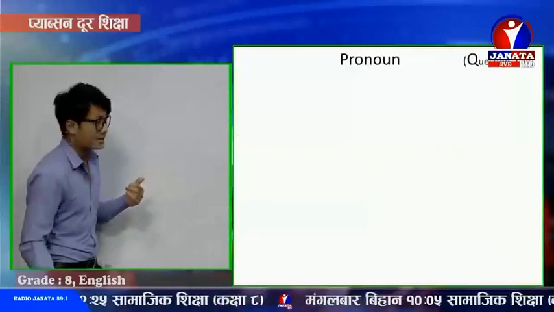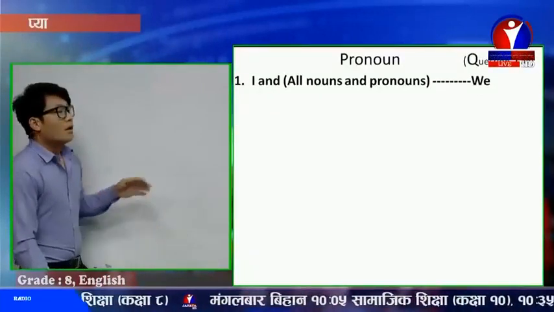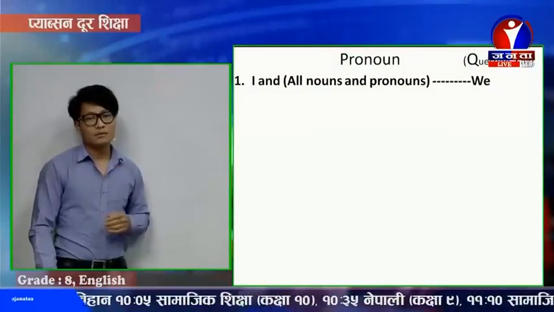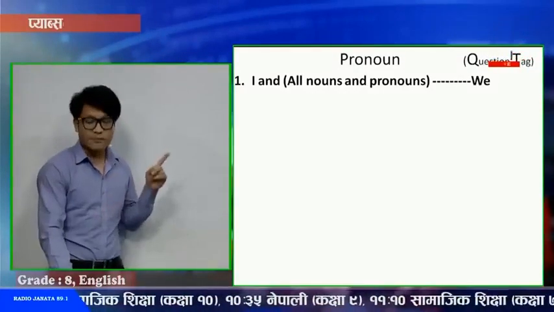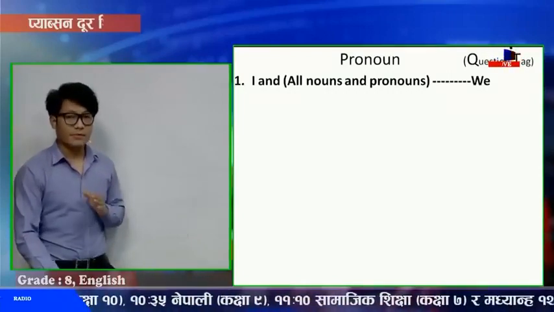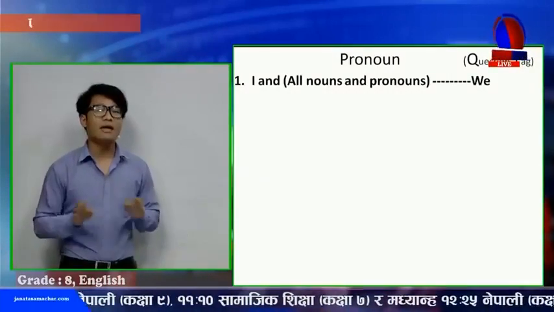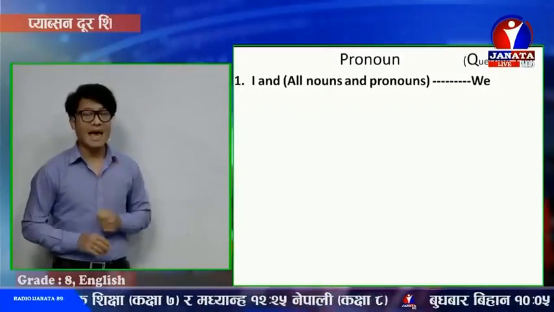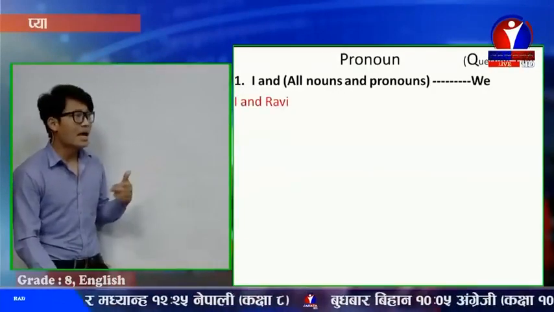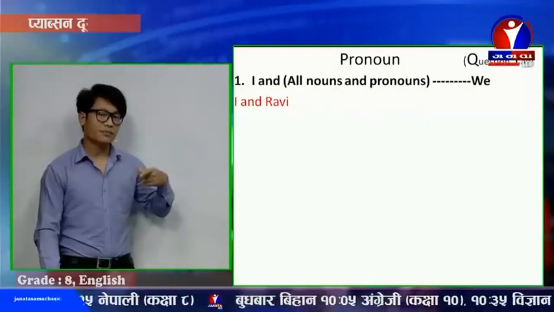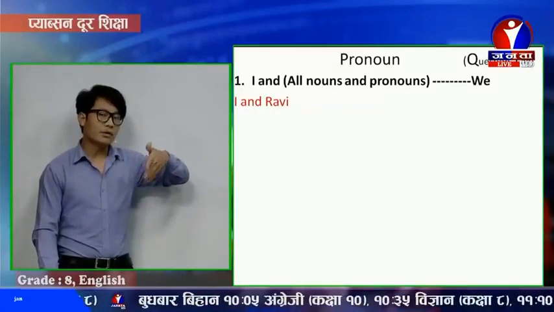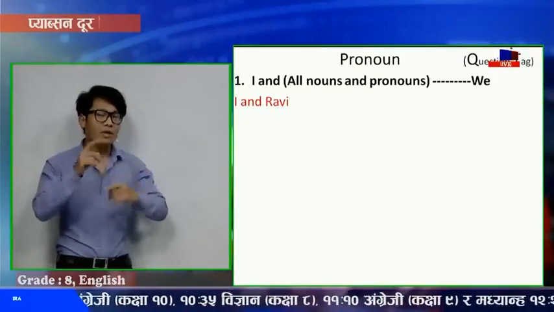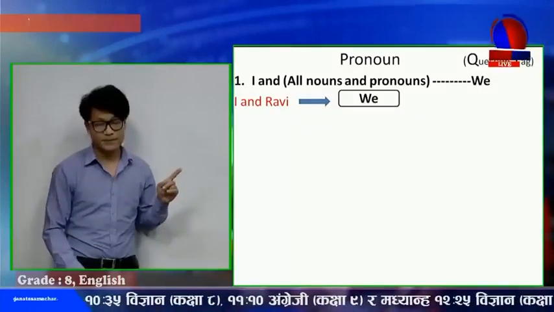You can see this side. I and all pronouns and nouns become the pronoun we. Listen very well: I and all nouns and all pronouns become the pronoun we. Let's have an example. I and Robbie. Here I is a pronoun and Robbie is a noun. So the pronoun for I and Robbie is we.